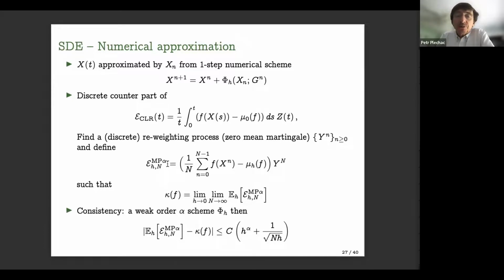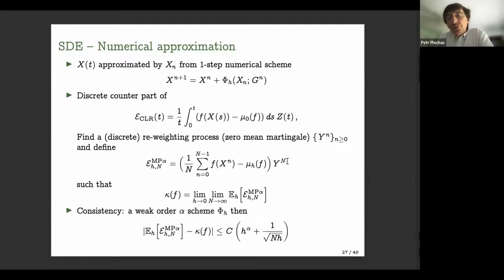So a natural choice of the scheme is, of course, that we replace the continuous time version of the estimator here with its discrete form. The question is, what is the right form of this discrete reweighting process? And you may say, okay, we have a formula for Z as an Ito integral, so why don't we just discretize that and use the discrete version?